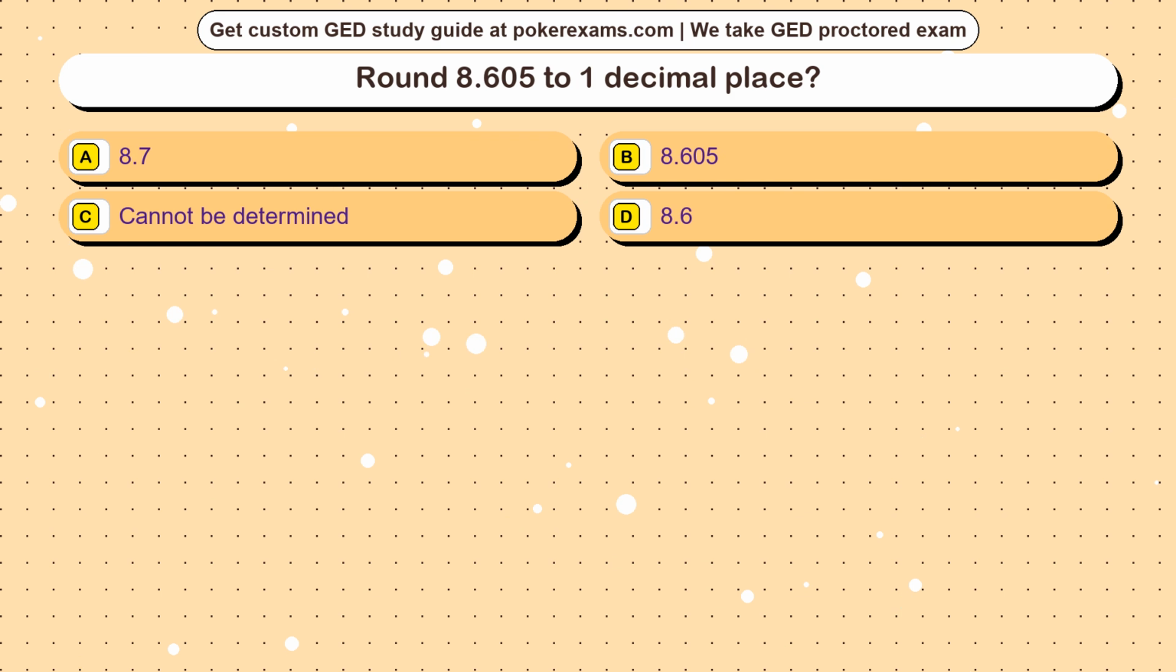Question 21. Round 8.605 to 1 decimal place. Option A, 8.7. Option B, 8.605. Option C, cannot be determined. Option D, 8.6.